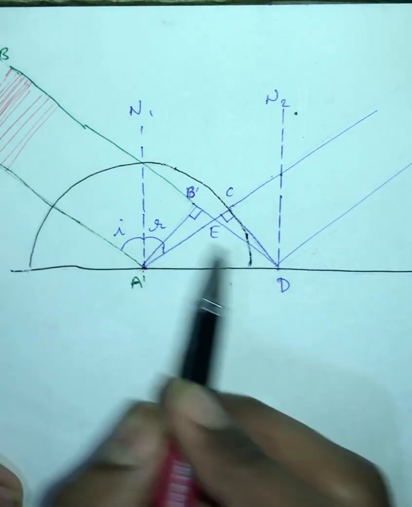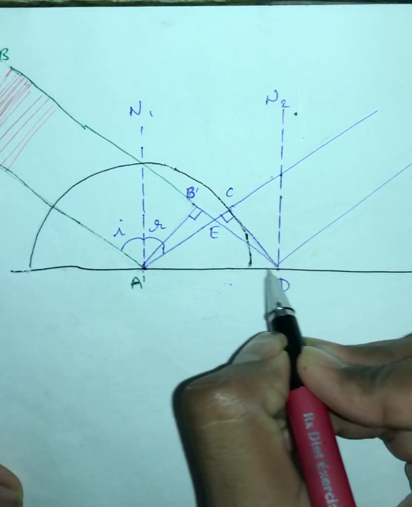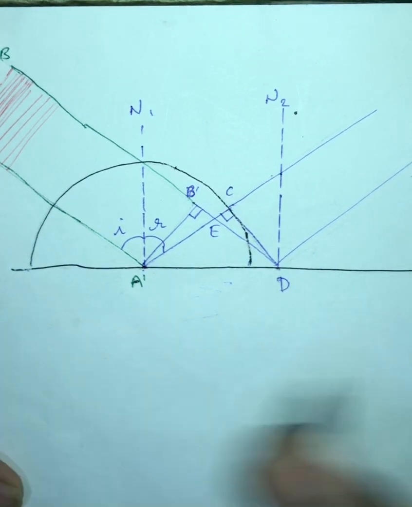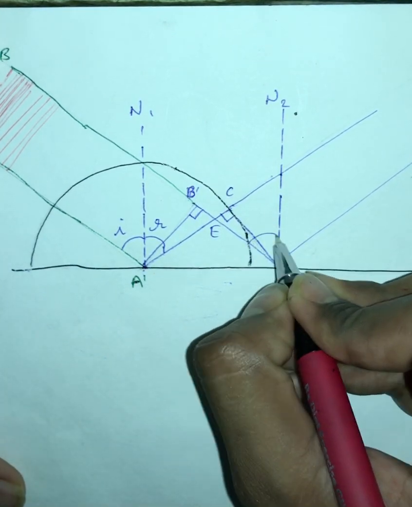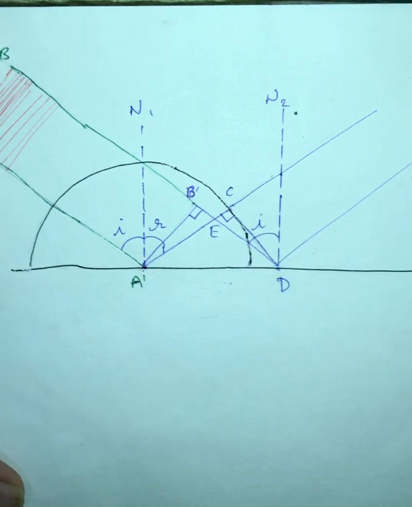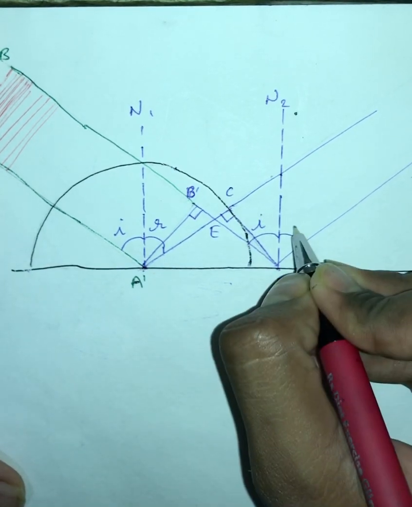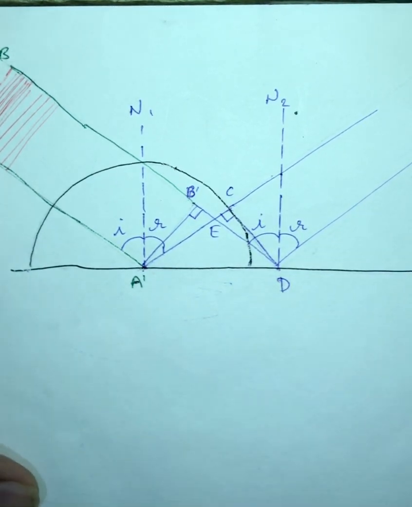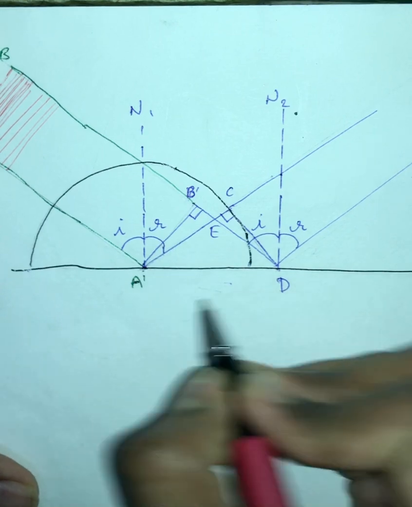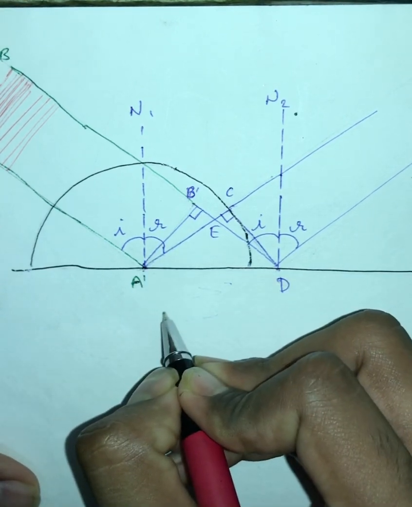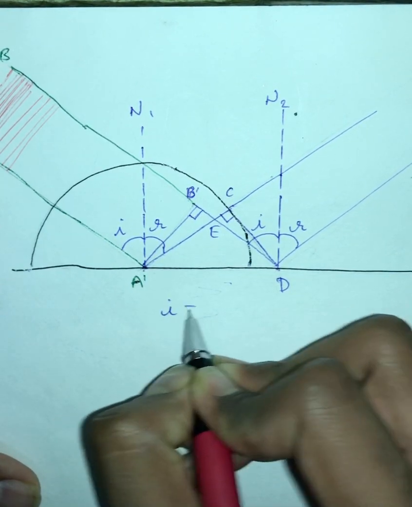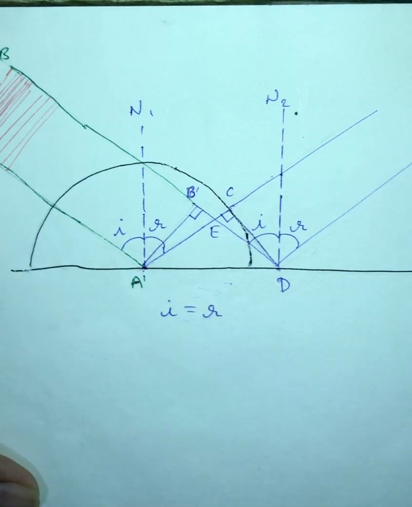The same happens with B, that is, when B hits the reflecting surface, this angle with the normal will be equal to the angle of incidence, and this angle will be equal to the angle of reflection. So now our aim in the angle of reflection and angle of incidence theorem is that we have to prove that the angle of incidence is equal to the angle of reflection.